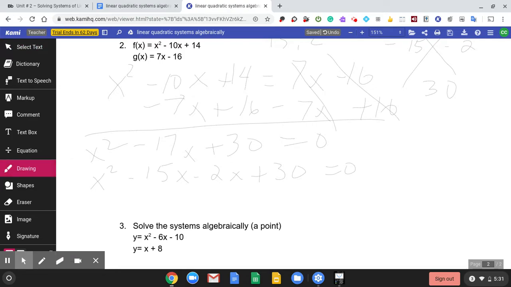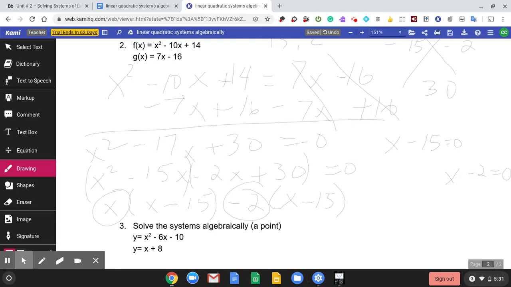I get x parentheses x minus 15 because they have an x in common. These have a negative 2 in common. Remember, if the third one's negative, pull that out. And then you just come over here and finish it up. So you get x minus 15 equals 0. And you also get x minus 2 equals 0.